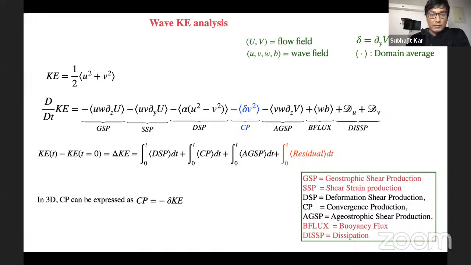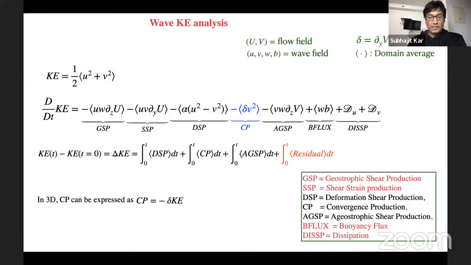One of the important points to note here is that we are getting a new term which we call convergence production, because this is associated with the convergence of the flow. It's not appearing because of the two-dimensionality of our domain. If we go to 3-dimensional, like Roy has shown in simulations, you can also show that the convergence production is associated with the horizontal divergence times the horizontal kinetic energy of the wave.